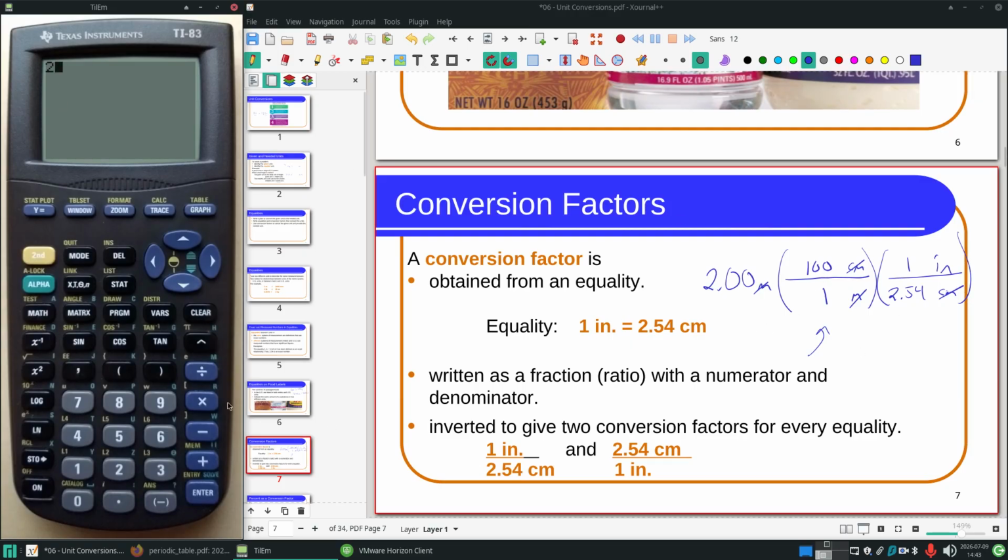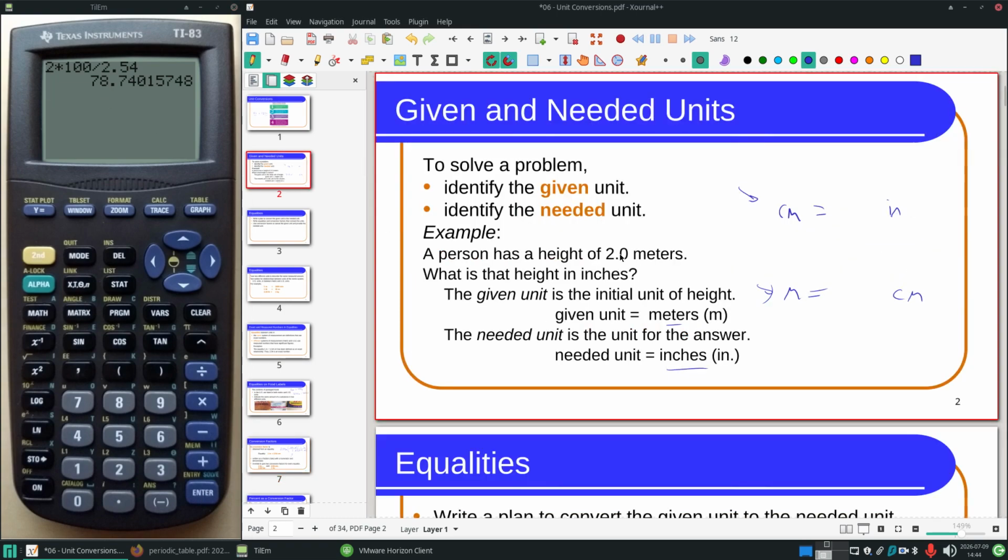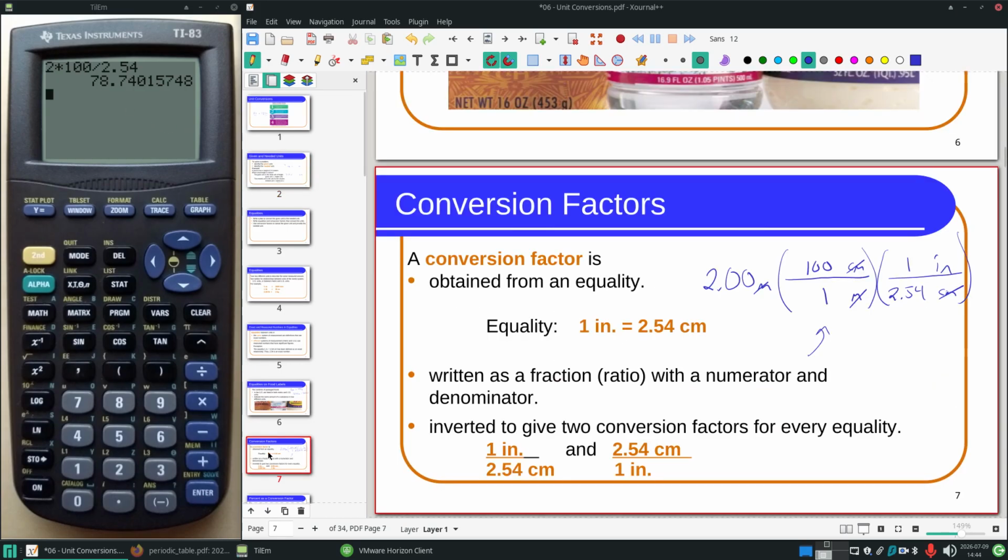This is just 2 times 100, because I'm going to ignore that 1, and then divide by 2.54. And I get that 2 meters is roughly 79 inches. Now it did give 2.0 meters, so I need 2 significant figures. So the proper answer for that is just 79 inches.